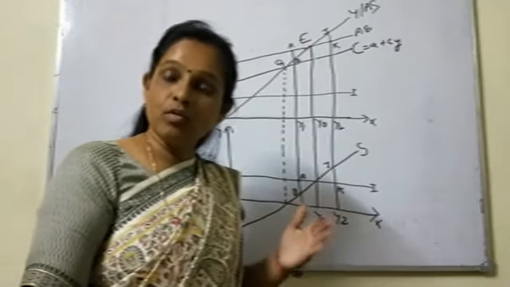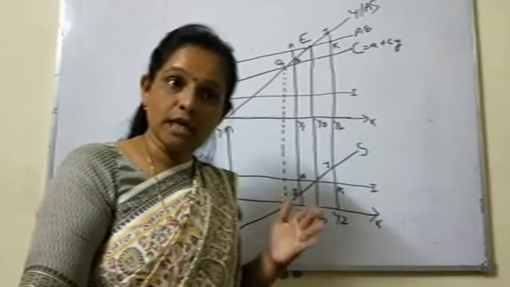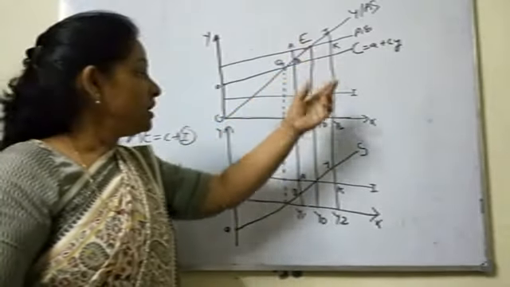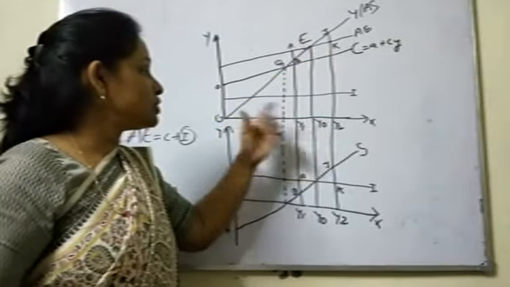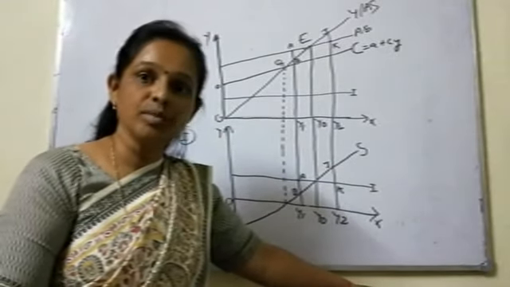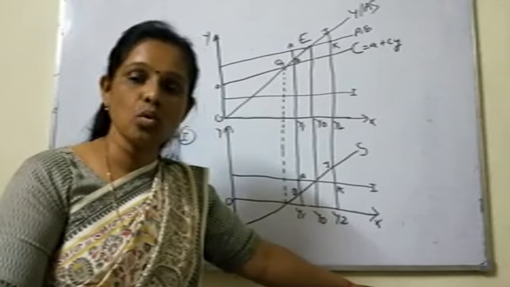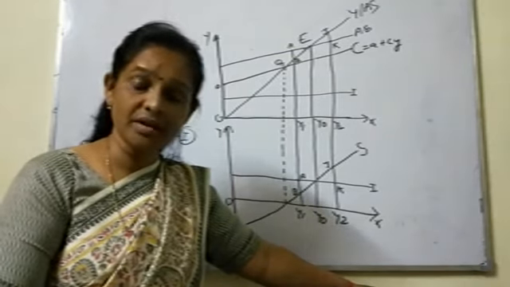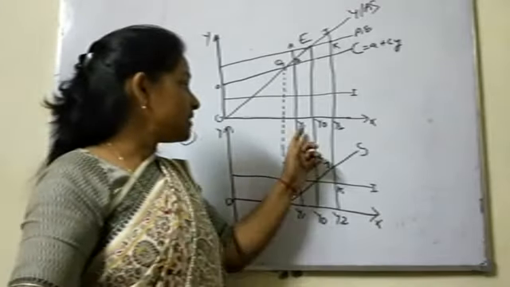At this equilibrium, the equilibrium level of income is OY naught. Full stop. This is the first paragraph. Change the paragraph.